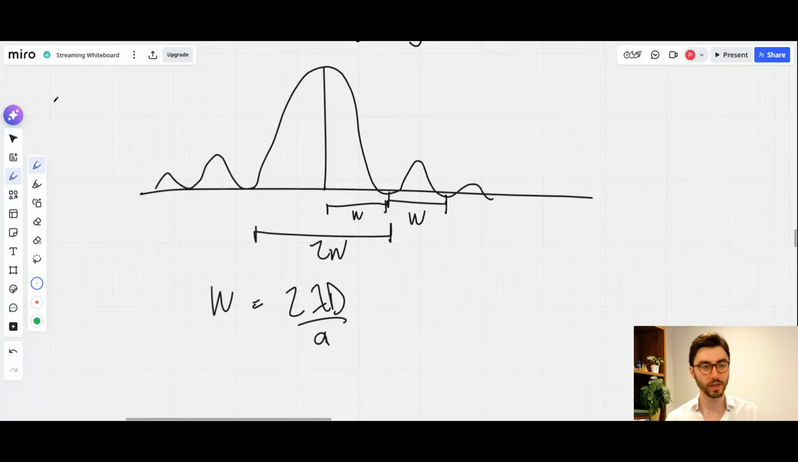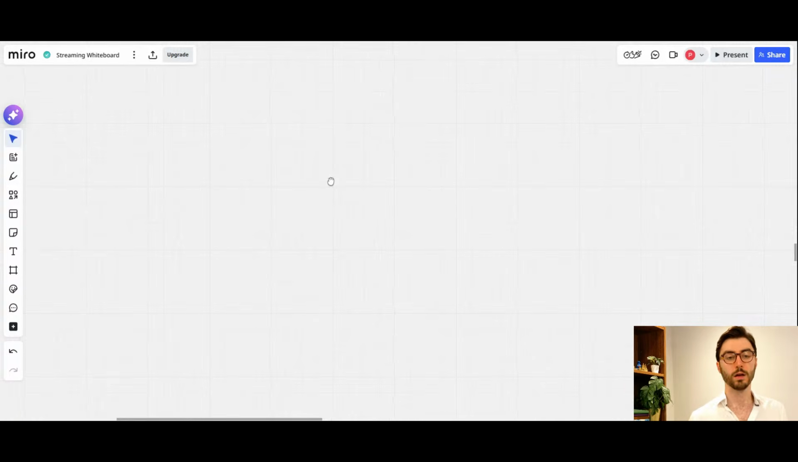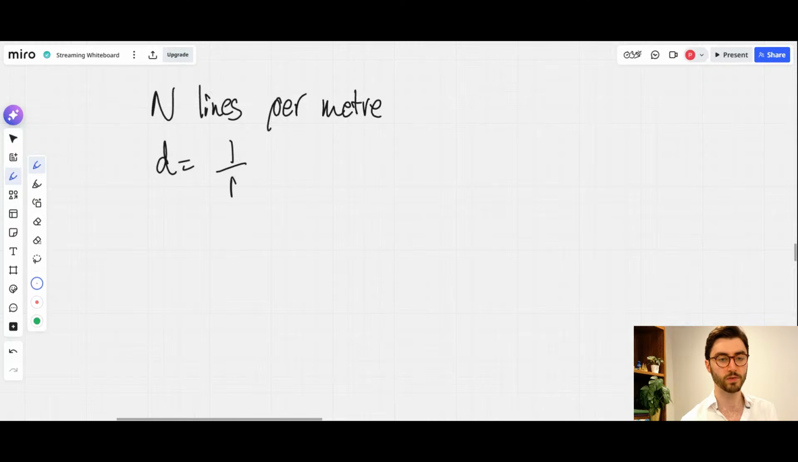Now, the final thing I want to go over today is the diffraction grating. With the diffraction grating, we have a number of lines on the diffraction grating. So if there are n lines per meter, then it means the distance between each line is 1 over n. So that's the distance between the lines.